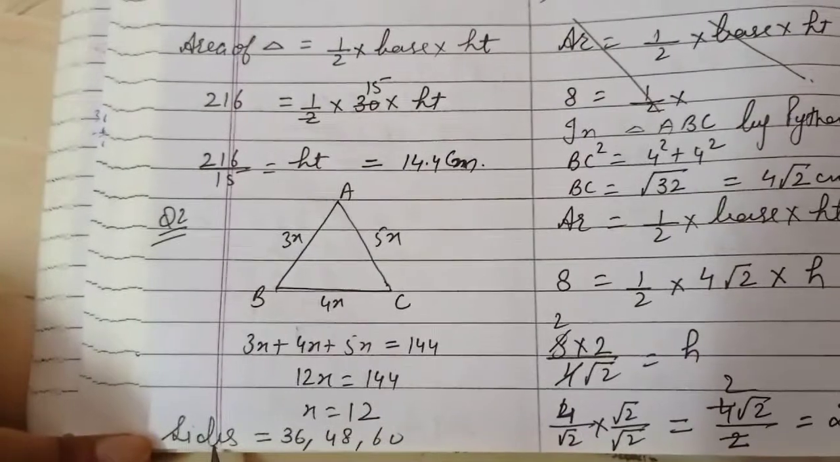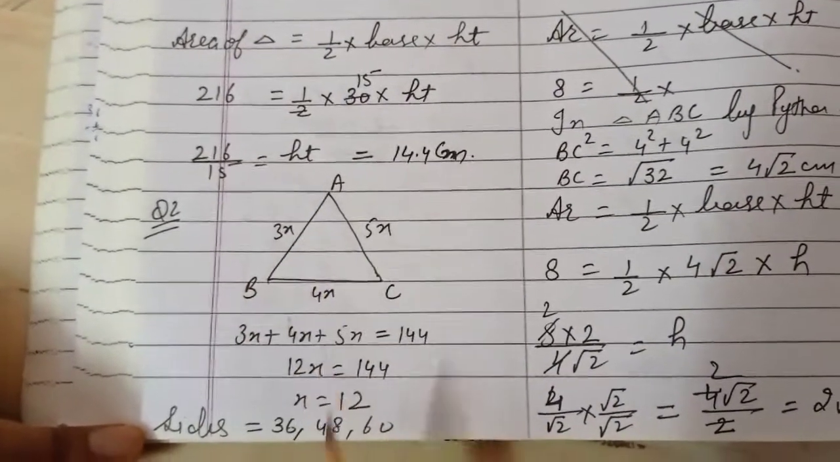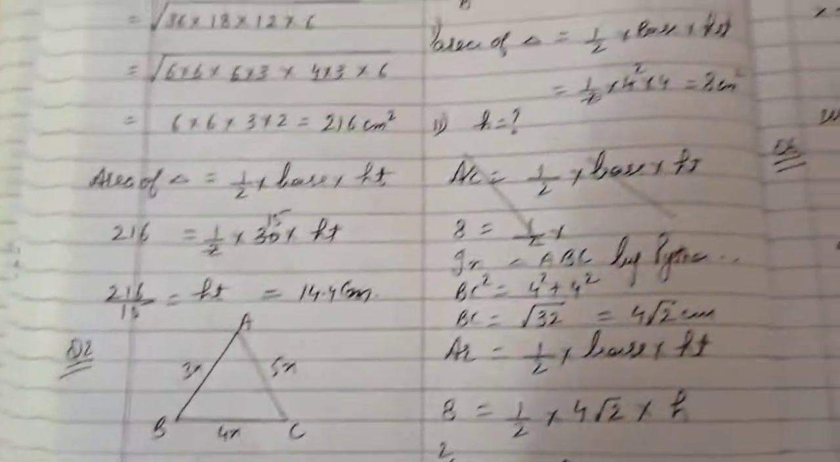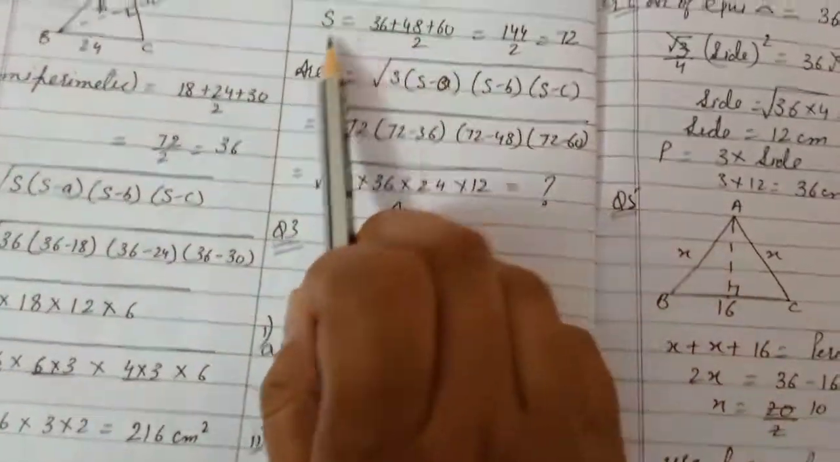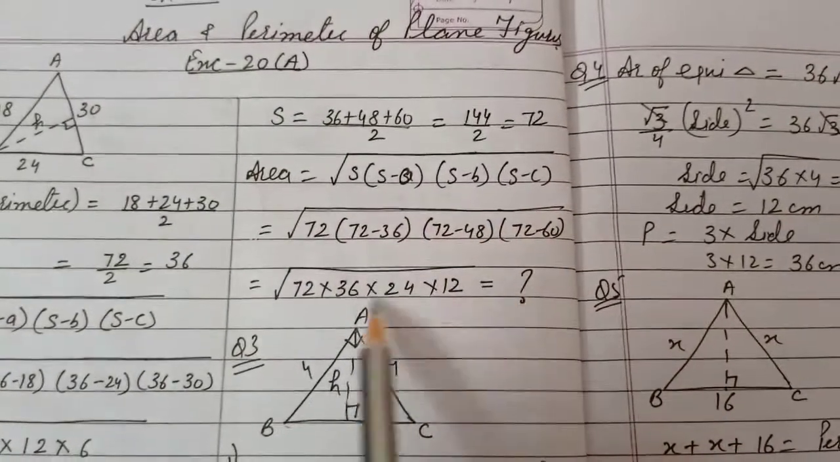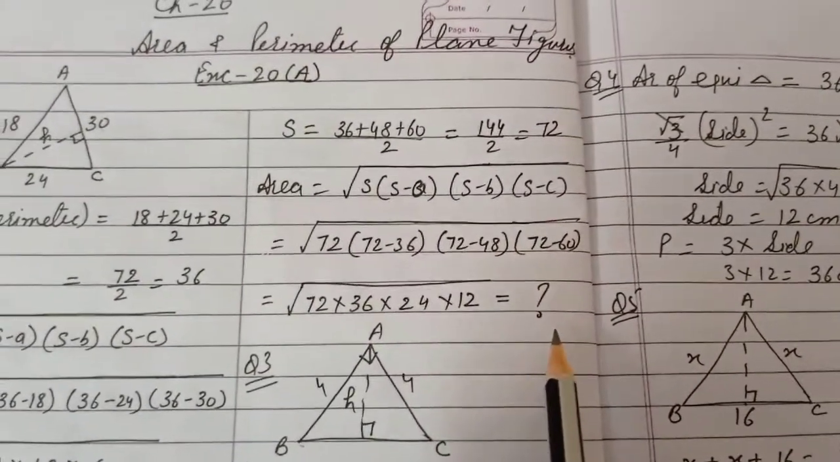In that case, put the values here in the sides: 3 into 12 is 36, and we will get 48 and 60 as the other sides. Now, all three sides we have, and in the same way, by putting the values in Heron's formula, clear? In this way you can find the area of the triangle.